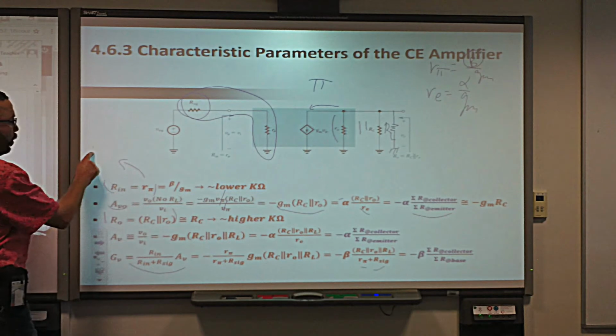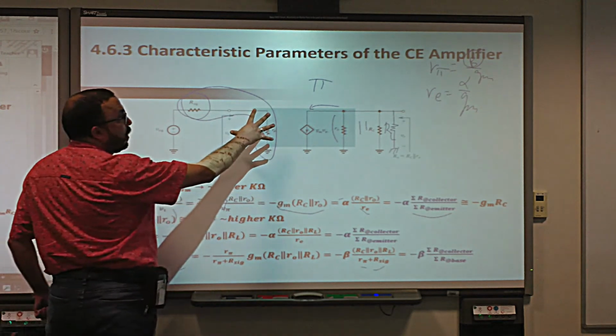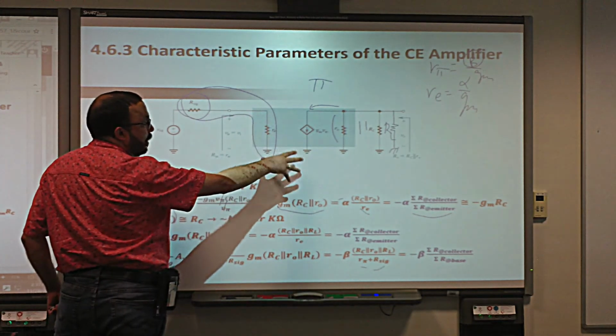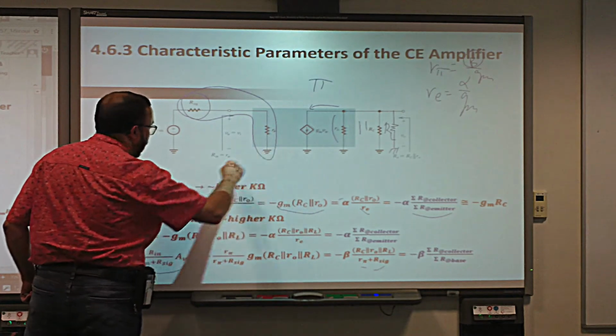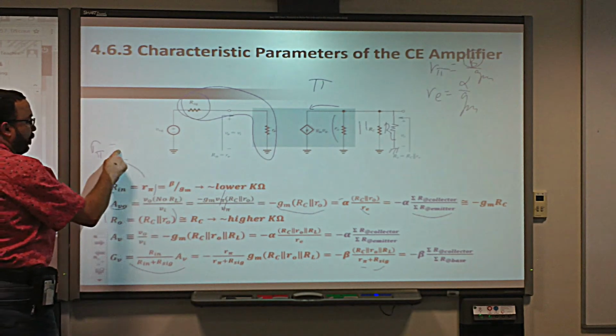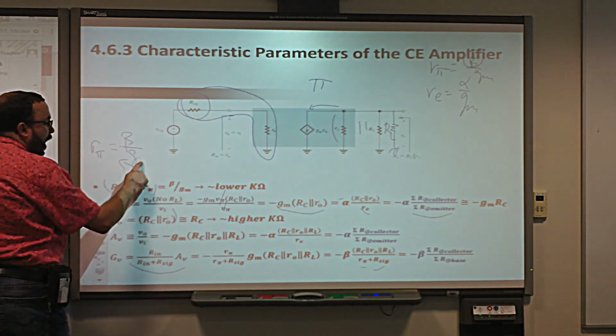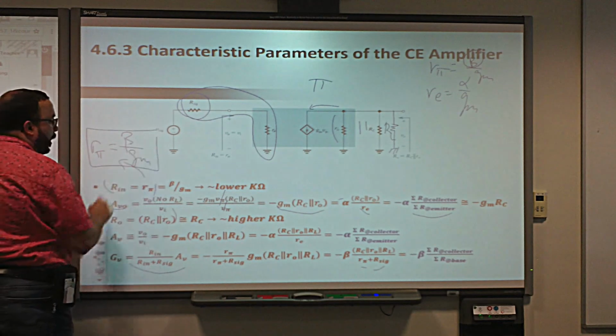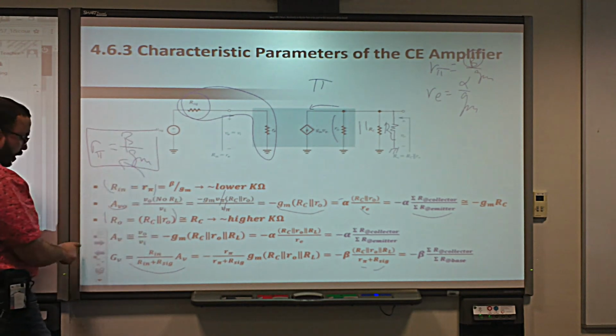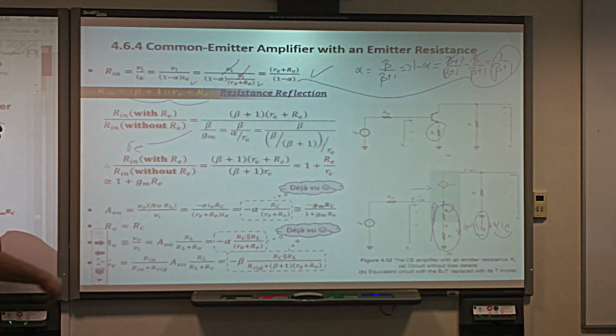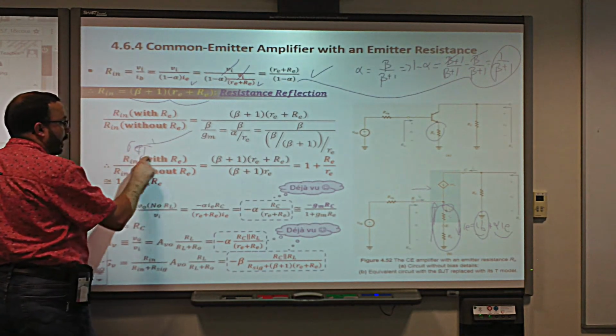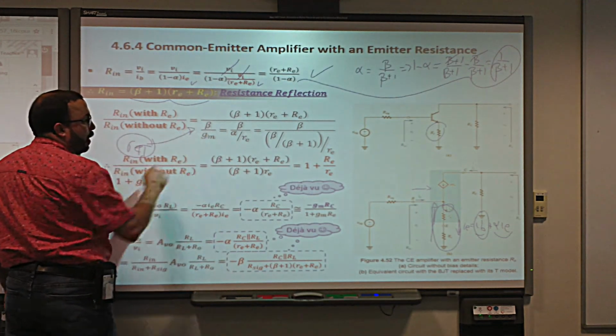R pi was equal to what? The input resistance for the common emitter without RE, without resistance at the emitter, was equal to R pi, and R pi was equal to beta over GM, yes or no? Yes. Very good. So this is R pi, sorry, it's not RE, okay? So R pi is beta over GM.